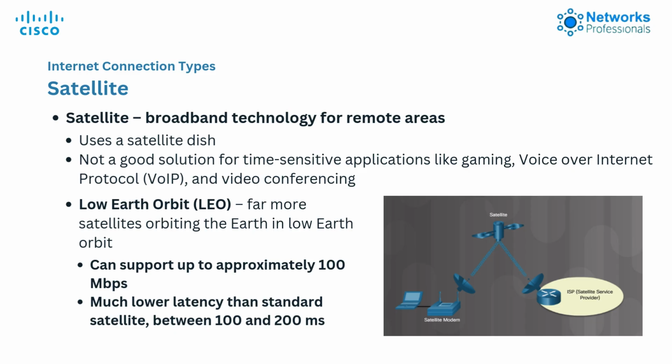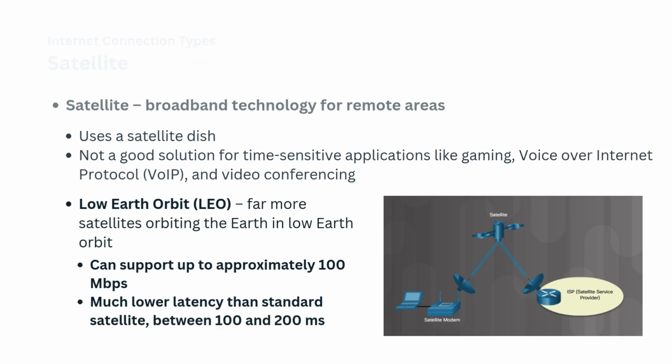A newer option is low Earth orbit, LEO, satellite internet, which involves many satellites orbiting closer to Earth. Offers speeds of up to 100 megabits per second. Has much lower latency, 100–200 milliseconds, making it better for more real-time applications compared to traditional satellite internet.